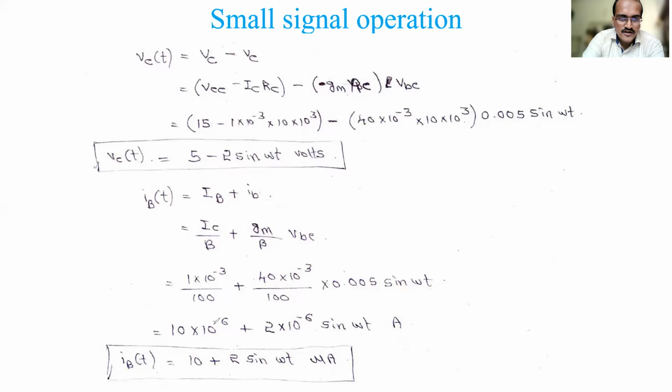So this is 10 into 10 to the power minus 6, and here 2 into 10 to the power minus 6 will come. Clubbed together, I can write it as 10 plus 2 sine omega t microamps. So this is the base current. We have just substituted in the formula.